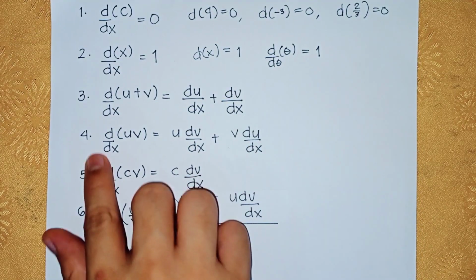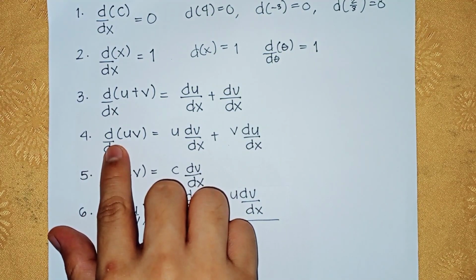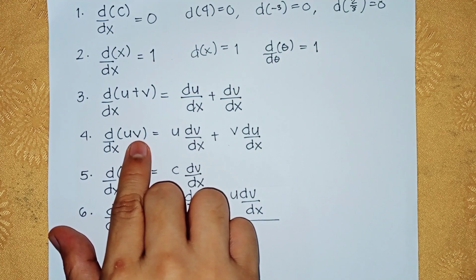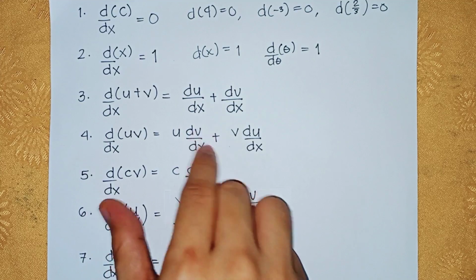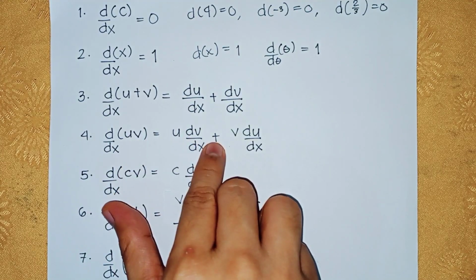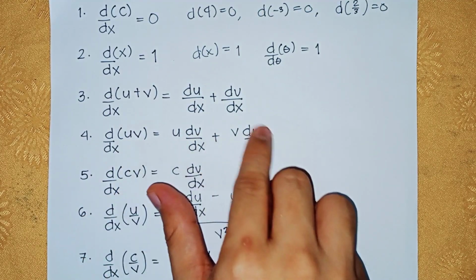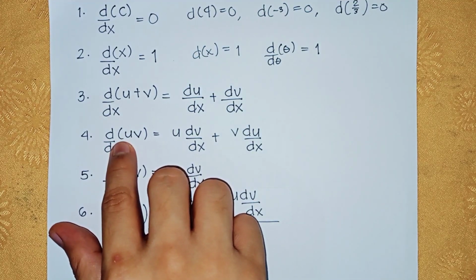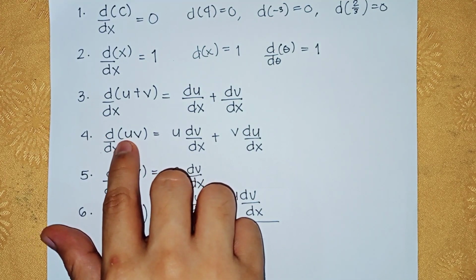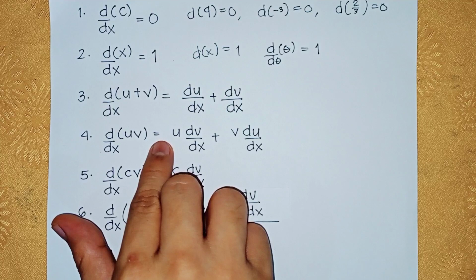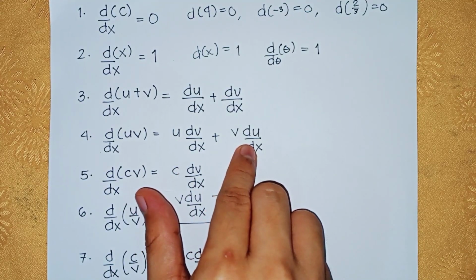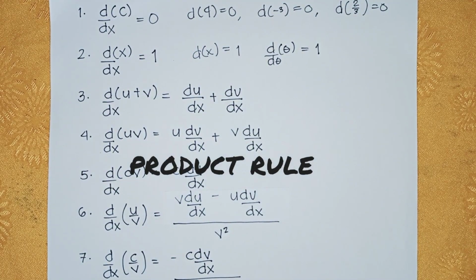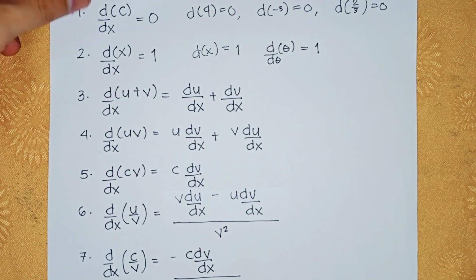Rule number 4. The derivative of the product of two functions is equal to the first times the derivative of the second plus the second times the derivative of the first. So, the derivative of u times v is equal to u dv plus v du. This rule is called the product rule. Okay? So, rule number 5.